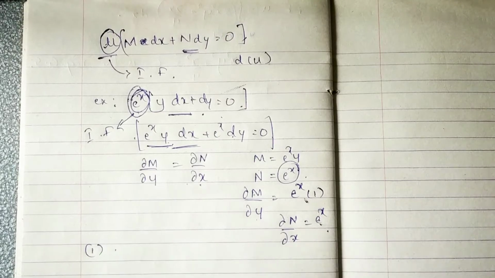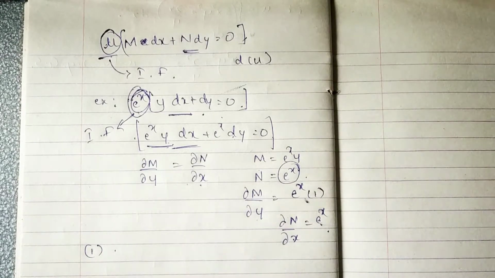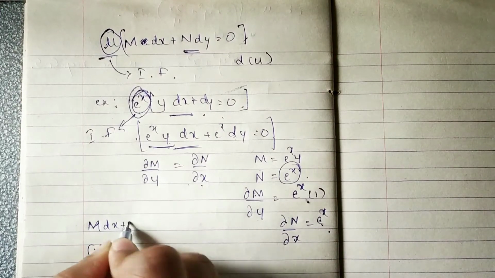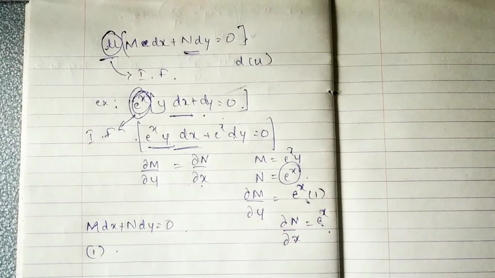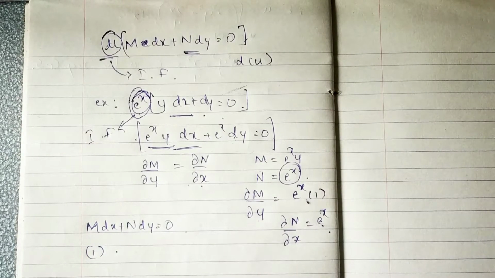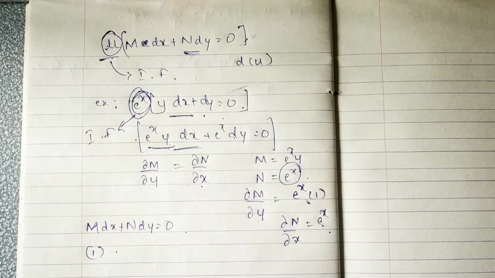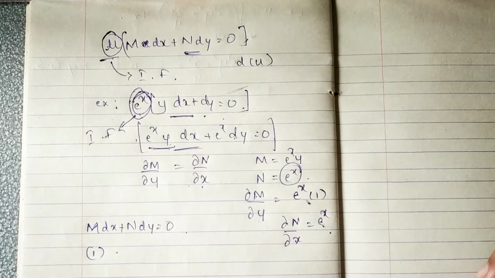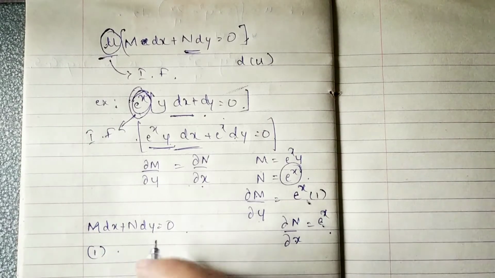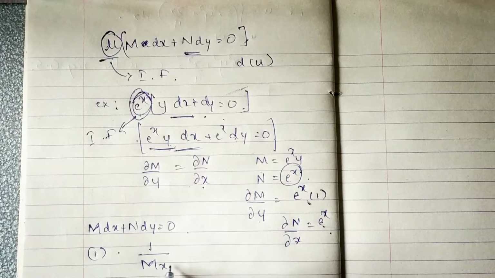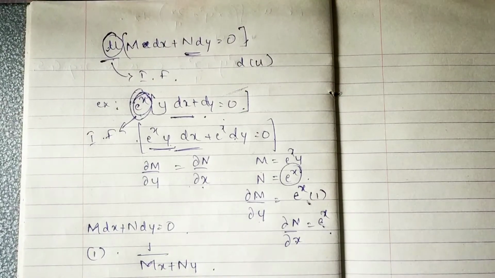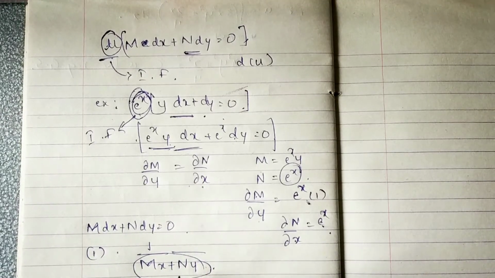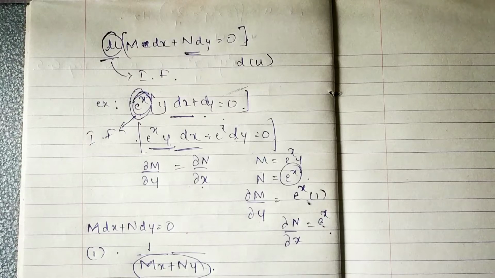So now we have 5 rules. Let us see them one by one. Rules for finding integrating factors. Let M dx plus N dy equal to 0 be a non-exact differential equation. If M dx plus N dy equal to 0 is a homogeneous equation in x and y with the same degree, then 1 divided by Mx plus Ny is the integrating factor. Here Mx plus Ny, the term in the denominator, should not be equal to 0.